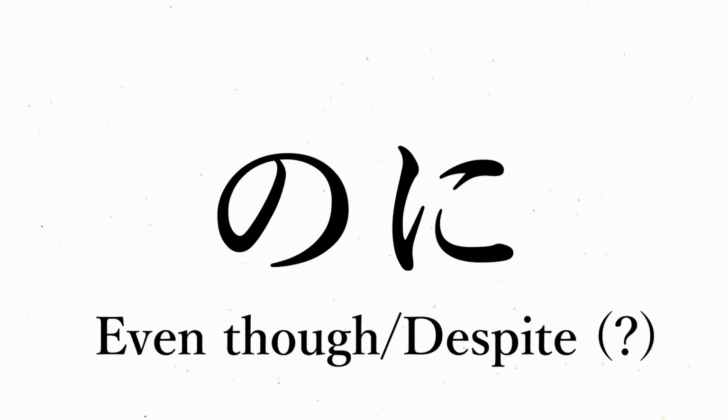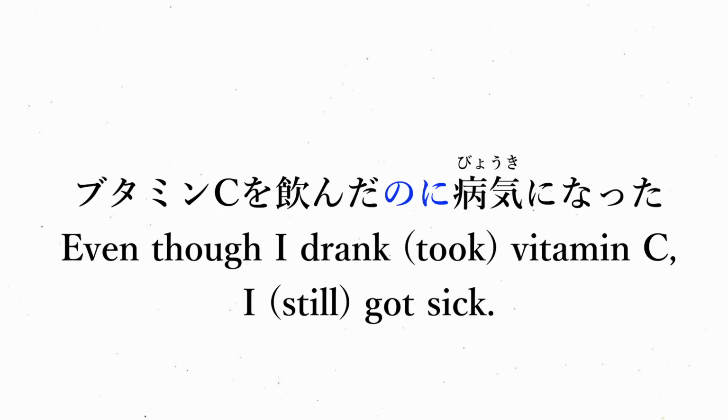The difference between this construction and using ga is that this one implies that applying for college in general is tough, not that it's tough specifically for me. どの大学を受験するのが難しい means that it's specifically hard for me to apply for college, because in this sentence, the topic is 私は. Literally, as for me, it's hard to apply for college. I'm specifically speaking about me. No wa is used for generalities. Noni means something like even though or despite. ビタミン C を飲んだのに病気になった. Even though I took vitamin C, I still got sick.